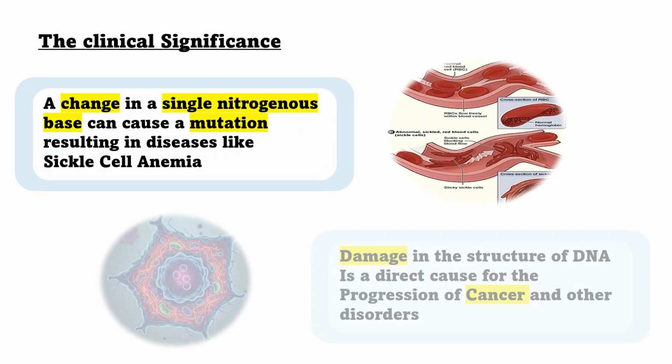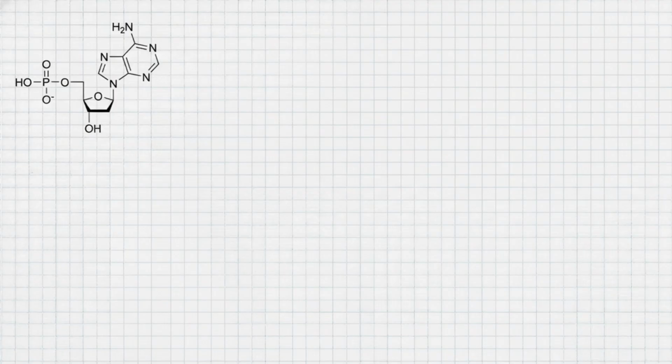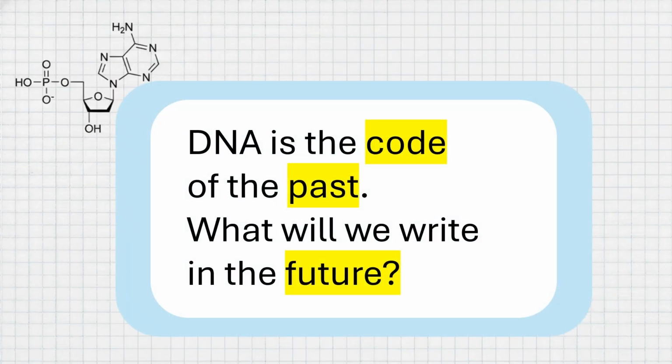Well, because DNA is the master blueprint, any error in that code can have really devastating effects. A change in just a single letter, what we call a mutation, can cause genetic disorders like sickle cell anemia. And over a lifetime, the accumulation of damage to our DNA is a primary driver of diseases like cancer. It's that fundamental. The discovery of the double helix was like learning to read the book of life.